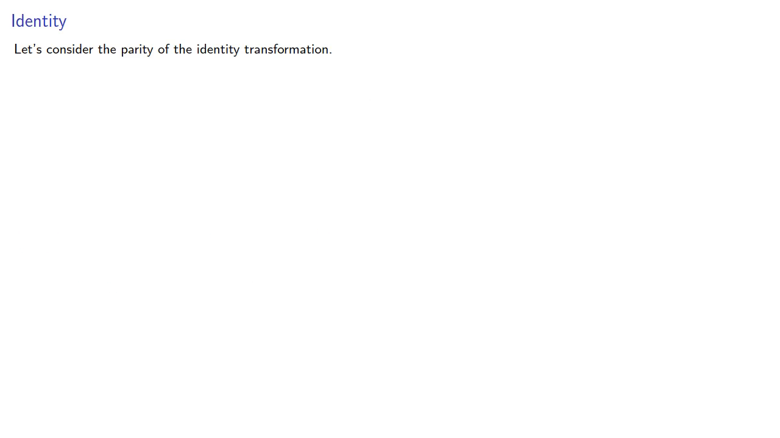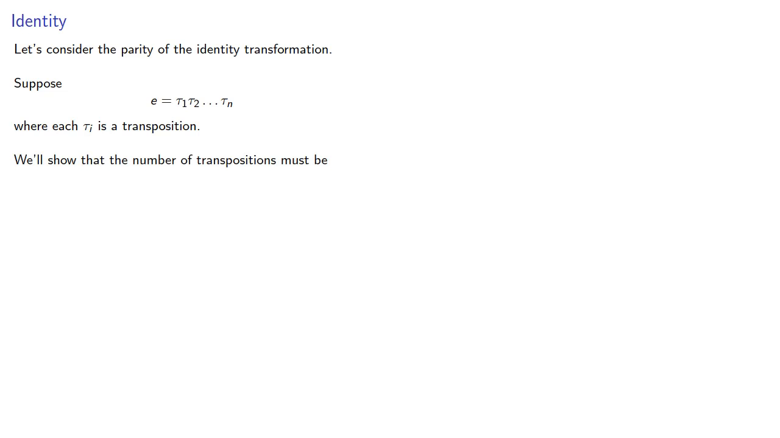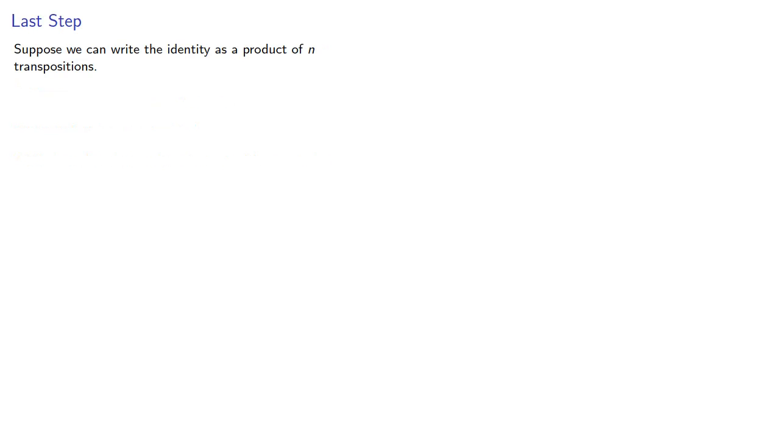To answer this question, let's consider the parity of the identity transformation. The advantage of looking at the identity is that we know it's going to be in every permutation group. So suppose the identity can be written as the product of n transpositions. We'll show that the number of transpositions must be, well, let's figure it out. So suppose we could write the identity as a product of n transpositions.